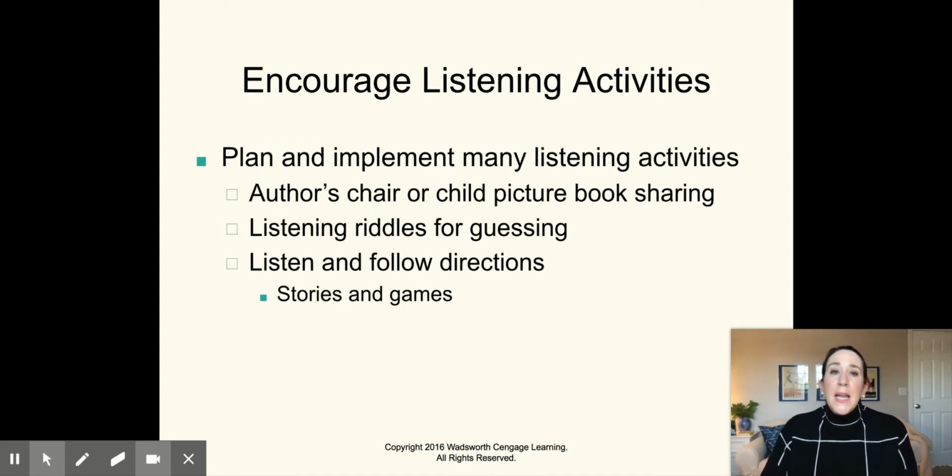Planning and implementing many listening activities, having an author's chair or a child picture book sharing, having kids listen to each other, listening for riddles, listening to follow directions, right? Playing red light, green light is a listening game. Playing Simon Says is a listening game. When you do things where they have to listen to what you say and then do it, that's a listening game and a following directions.